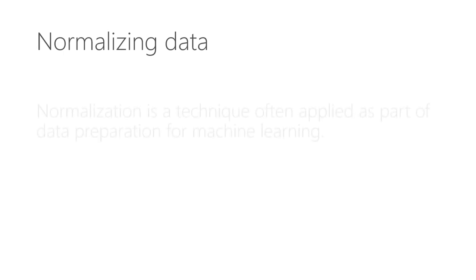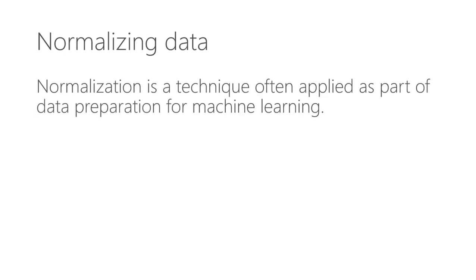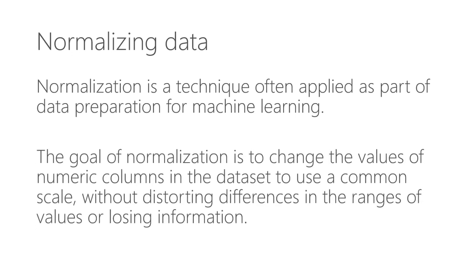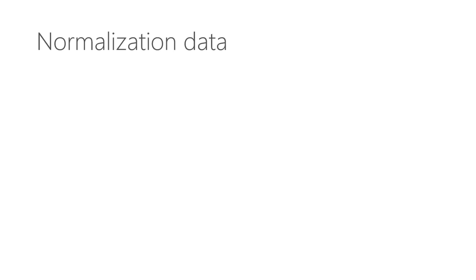Normalizing data. Normalization is a technique often applied as part of data preparation for machine learning. The goal of normalization is to change the values of numeric columns in the dataset to use a common scale without distorting the range of values or losing information.